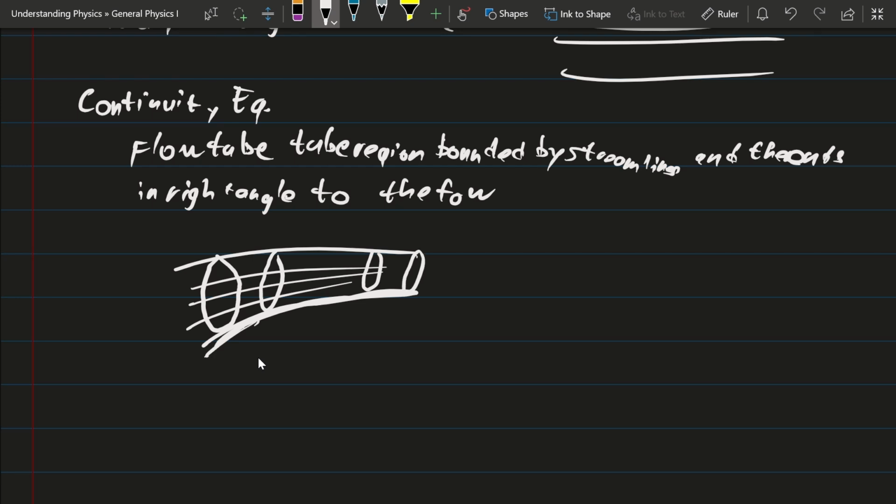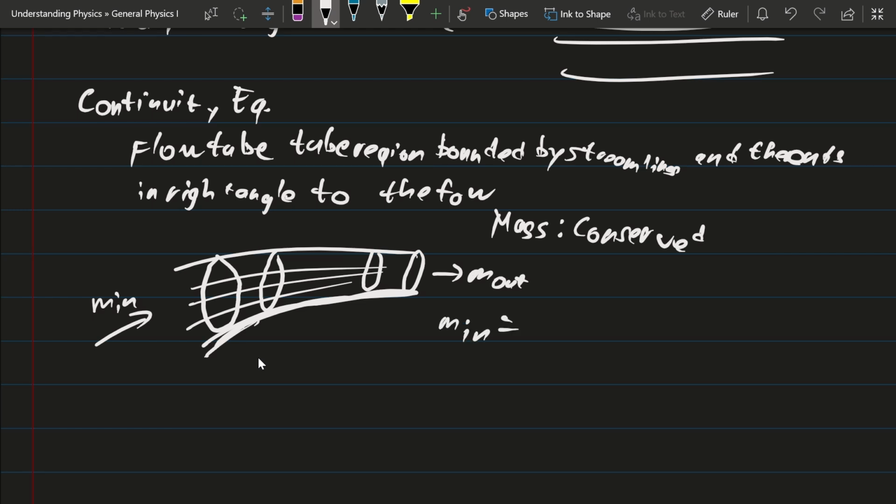Just by looking at this, we need to remember certain properties in physics. One of them is mass. The mass is conserved. That means any mass that you put in must be the mass that you put out, especially in a steady flow, because the system itself doesn't truly change over time. So your mass should also not change over time. The mass in and the mass out should be the same, so m in should equal m out.